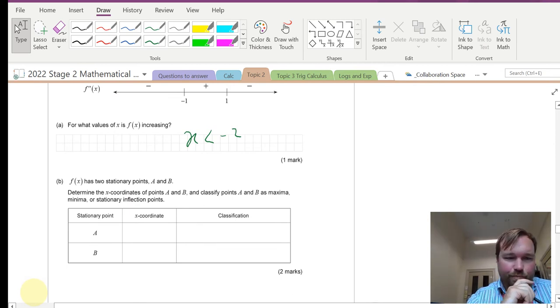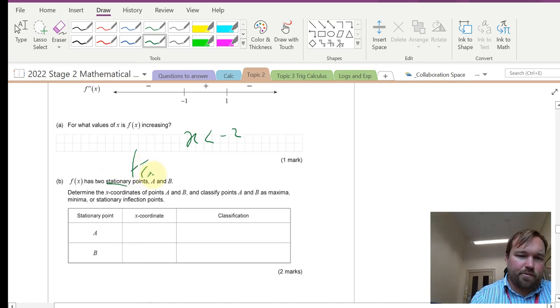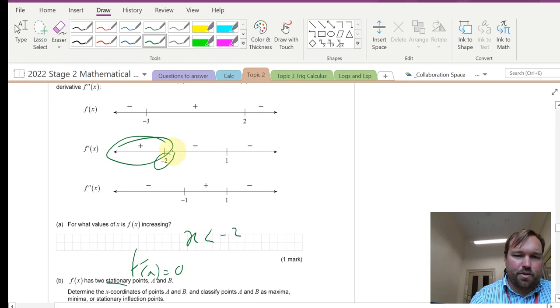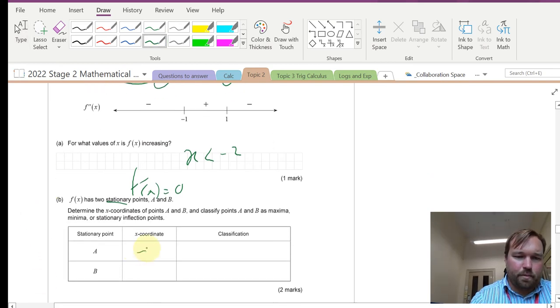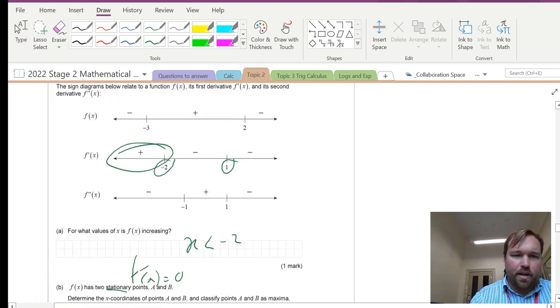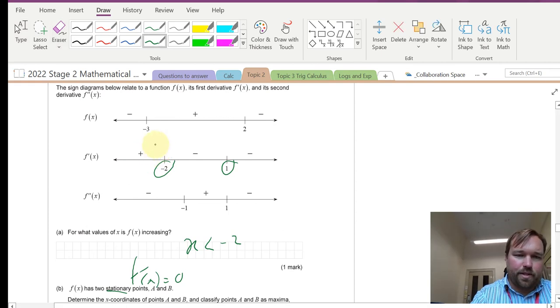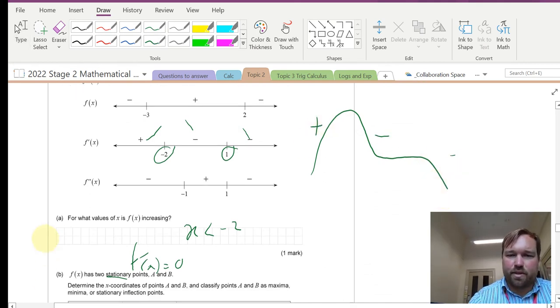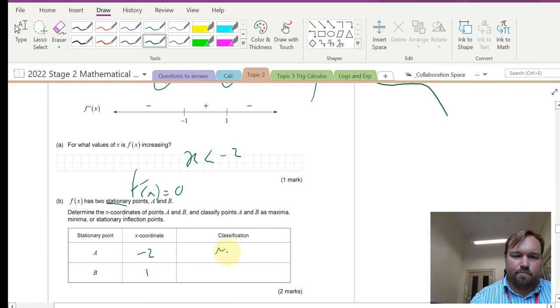Alright. Stationary points occur when f dash x equals 0. So that happens at minus 2 and 1. And the classification, well, this is positive, negative, negative. So what's happening is it's going up, down, flattening off, and going down again. That's that double negative, and here's the positive. So we have a max, and a stationary point of inflection.